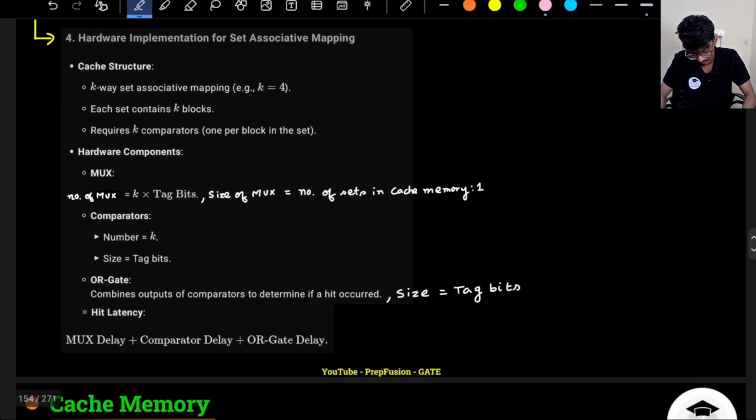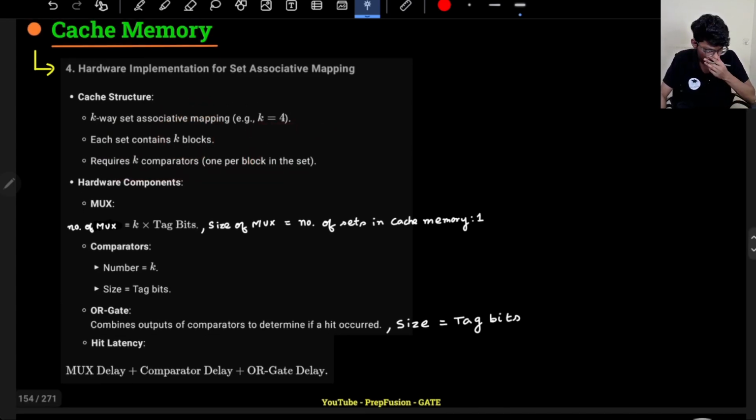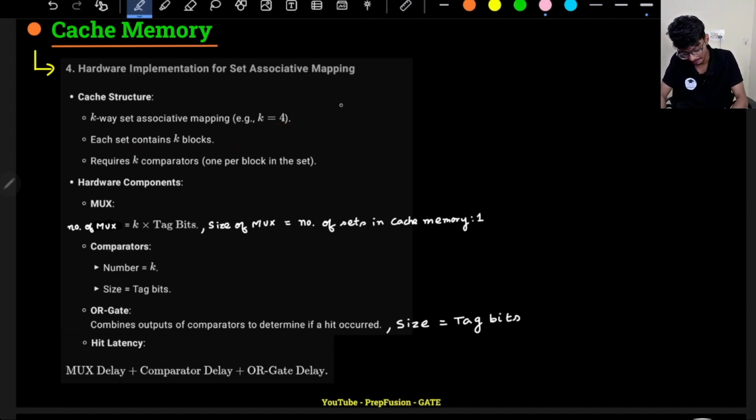So let's take an example. Let's take a k-way set associative where I have k equals to 4. So each set contains k blocks, requires k comparators, one per block in the set. If it is four-way set, then that means in each set I have four tags, correct? Each set contains k blocks. That is four tags I will have, four blocks. Each set will contain four blocks.